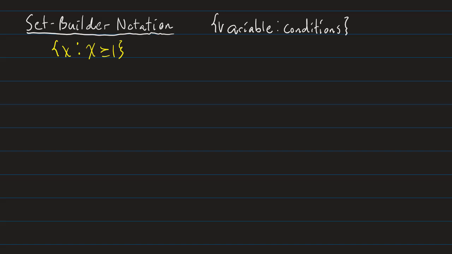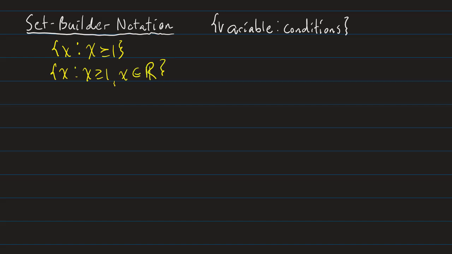But I might want to be a little bit more specific. Am I talking about integers, rational numbers, real numbers? Let's say, hypothetically, I'm talking about real numbers. I might add another condition, and I'll separate conditions with a comma. So I'll say, okay, I want the set of x such that x is greater than or equal to 1, and x is a real number.